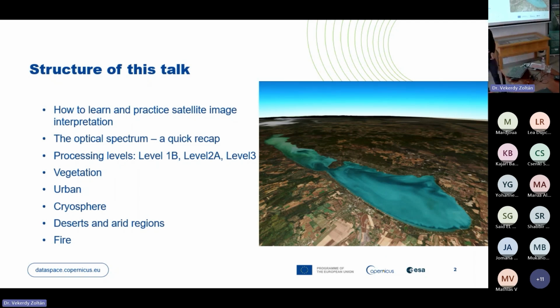remind ourselves. And then we are going to look into different images of vegetation, images of urban scenes, snow and ice, and deserts and arid regions and fire. And then we will have a bit of a summary.